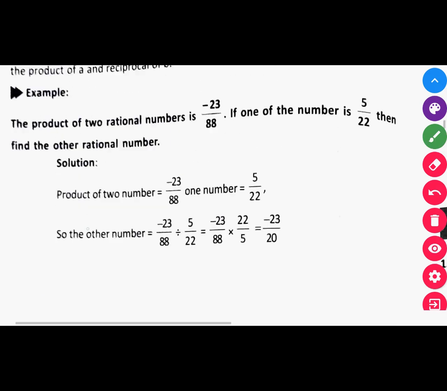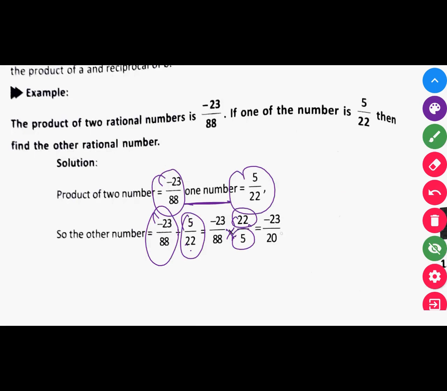See, the product of two numbers is equal to minus 23 upon 88. Multiplied by that number is equal to 5 by 22. Now this minus 23 upon 88 will go to the division side, or 5 by 22 will come to the division side. Okay, so when we divide a rational number by a rational number, we can multiply with its reciprocal. So we take the reciprocal of 5 upon 22, that is 22 upon 5. So our other number is minus 23 upon 20.